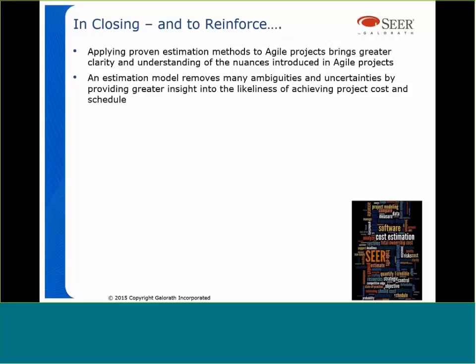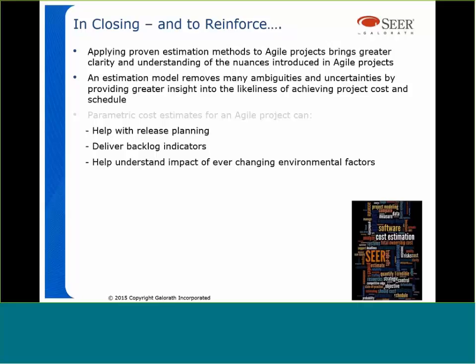So when you know that there's a good chance that certain things are going to happen or not, you can actually embed the model with those uncertainties and come up with a much better understanding of what your cost, schedule, et cetera, is going to be. Okay, specifically around parametric cost estimating, it'll help you with your release planning. It gives you a good understanding of what kind of backlog you're going to have, the latent defects that you may be delivering, and also helps you understand the ever-changing environmental factors.